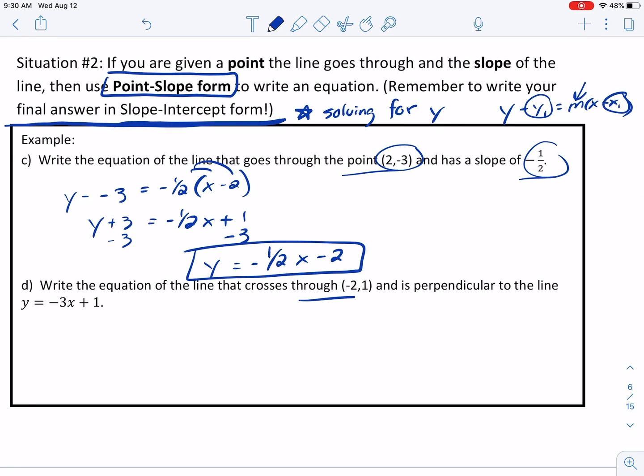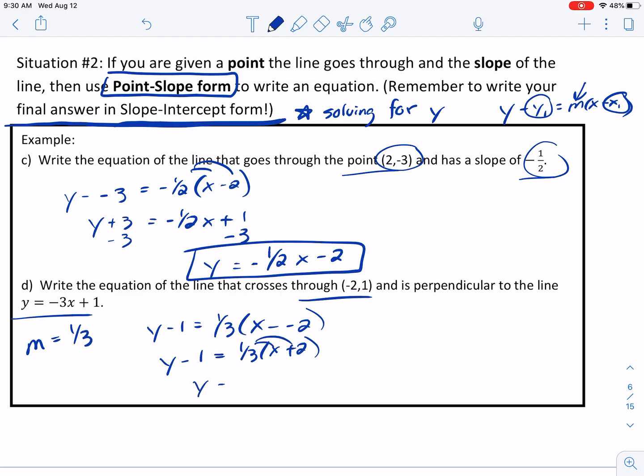Let's try the same for D. Again, you're given a point. It's crossing through this point, and it's perpendicular to the line y equals -3x plus 1. Remember, for perpendicular lines, the slopes are opposite reciprocals. So the new slope would need to be positive 1/3. Plug this into point-slope form. We have y minus 1 equals 1/3 times x minus -2, so y minus 1 equals 1/3 times x plus 2. Let's solve for y and put it into slope-intercept form. So y minus 1 equals 1/3 x plus 2/3, since 1/3 times 2 is 2/3.